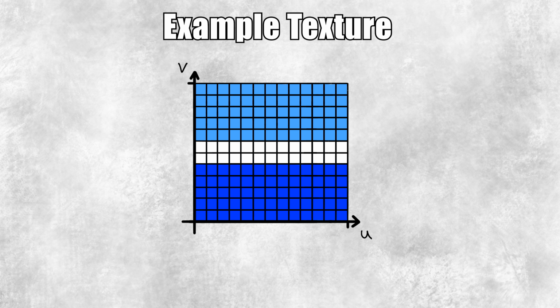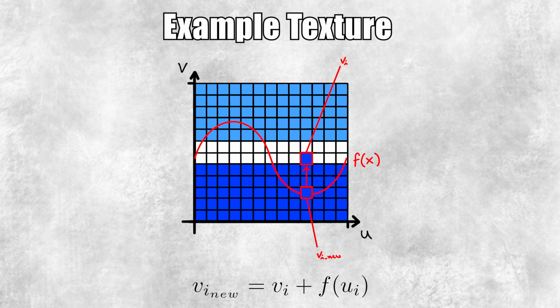What we want to do now is to shift the colors according to our sine function we defined before. Meaning that we have to calculate a new v-coordinate to get our color from and then return that color instead. So our new v-coordinate is our old v-coordinate plus the value we get from our sine function.